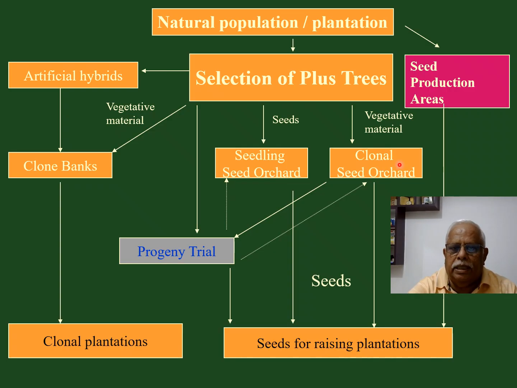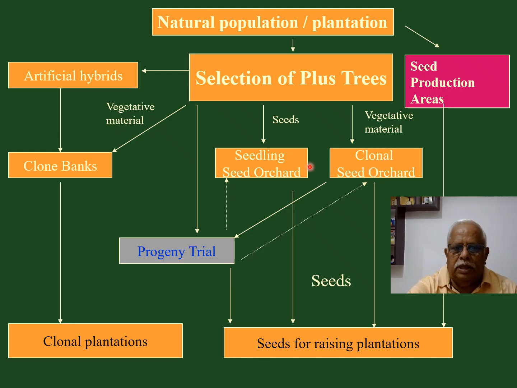In the clonal seed orchard, from the selected plus trees we collect the vegetative material either in the form of cuttings or grafts, and we allow them to root and plant them in an orchard. Since we are using the vegetative material, we call it a clonal seed orchard. Many of these plus trees are planted in this clonal seed orchard in a particular design.